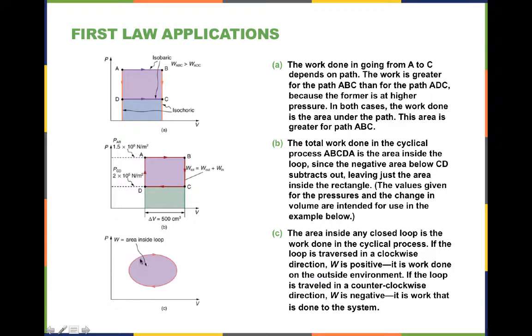See here, the work done in a cyclical process such as this represents the area inside this circle. And it will be positive, or work done by the system on the outside environment, if it's traveling in a clockwise direction. However, if it's traveling in a counterclockwise direction, it will be negative, and it'll be work done on the system by the surroundings. So up here, if you're traveling in this direction, it's work done by the system on the surroundings. If you travel in the opposite direction, it's work done by the surroundings on the system. And the same is true here.